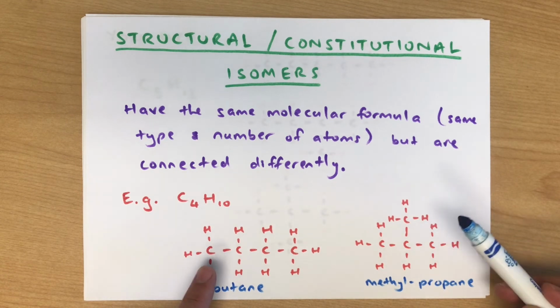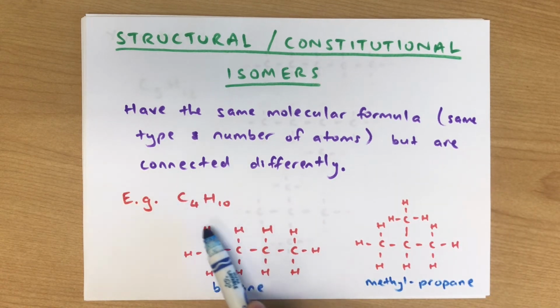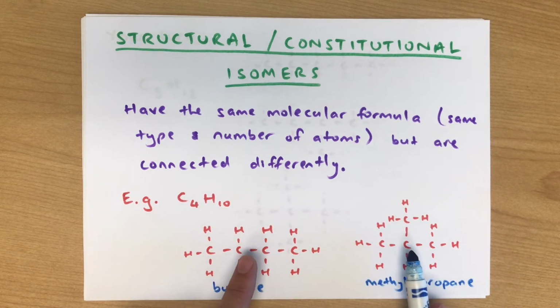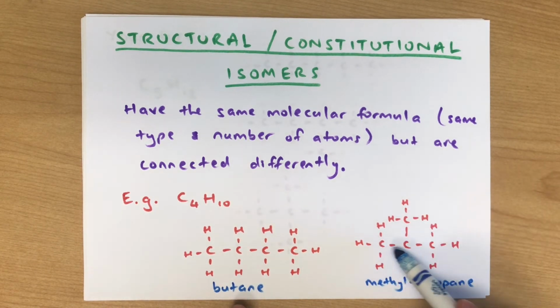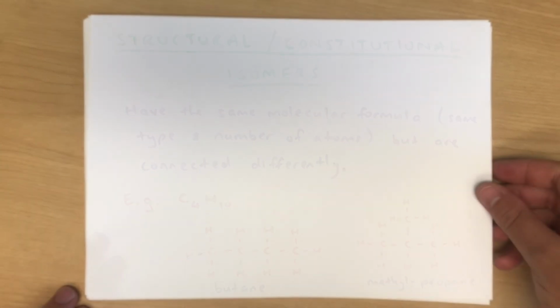And one way we can spot them is if they have the same molecular formula, C4H10, which both of these do, but they have different names. This is butane, being a 4-carbon chain. This is methylpropane, having a side chain coming off a 3-carbon chain. So your turn now. Can you please draw the structural isomers for C5H12? Keeping in mind that every carbon must have 4 bonds, every hydrogen must have only 1 bond. Pause the video here while you carry out this task.